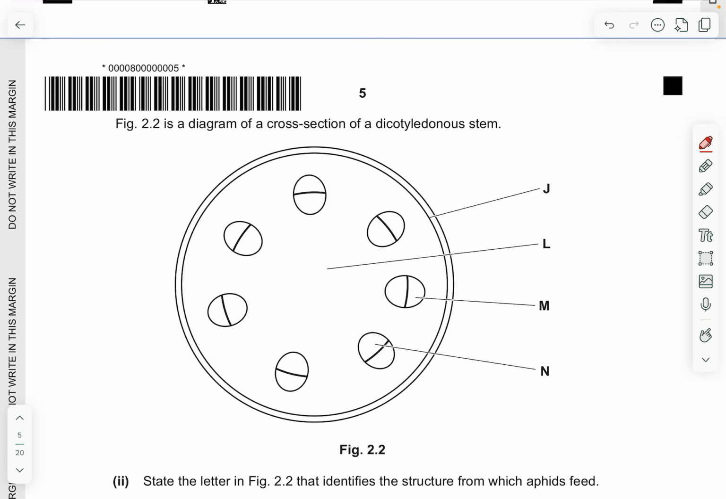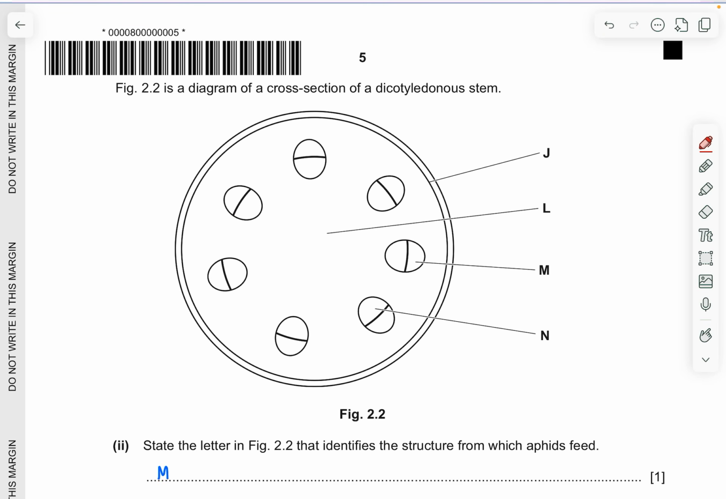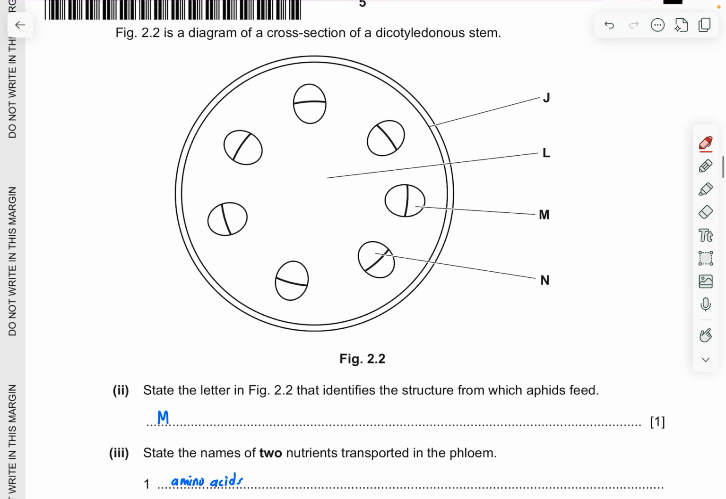Figure 2.2 is a diagram of a cross-section of a dicotyledonous stem. What you can see here is actually a common stem. State the letter in figure 2.2 that identifies the structure from which aphids will feed.